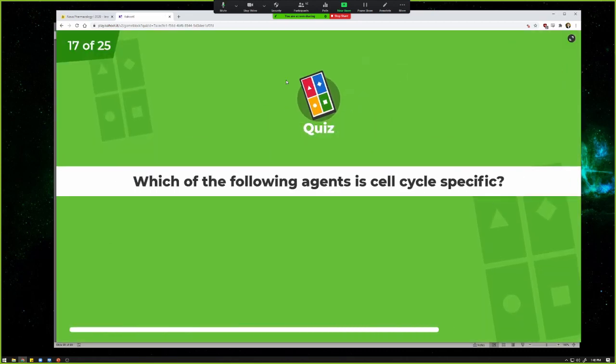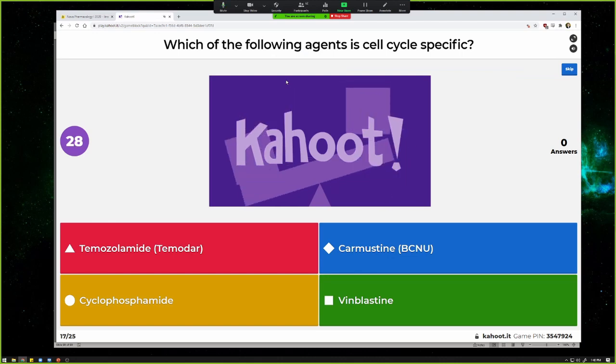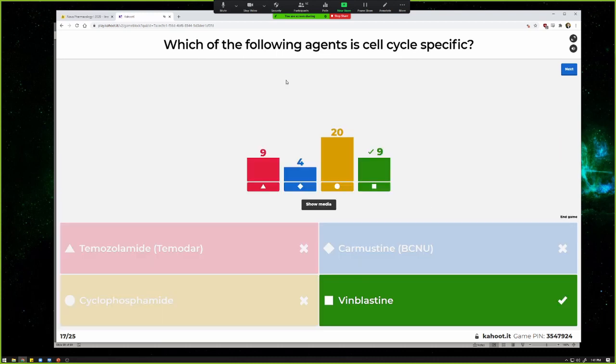Which of the following agents is cell cycle specific? Temozolomide, carmustine, cyclophosphamide, or vinblastine? If you can reason out the mechanism, then you should be able to determine, is it cell cycle specific or not. Got some of you guys on this one.